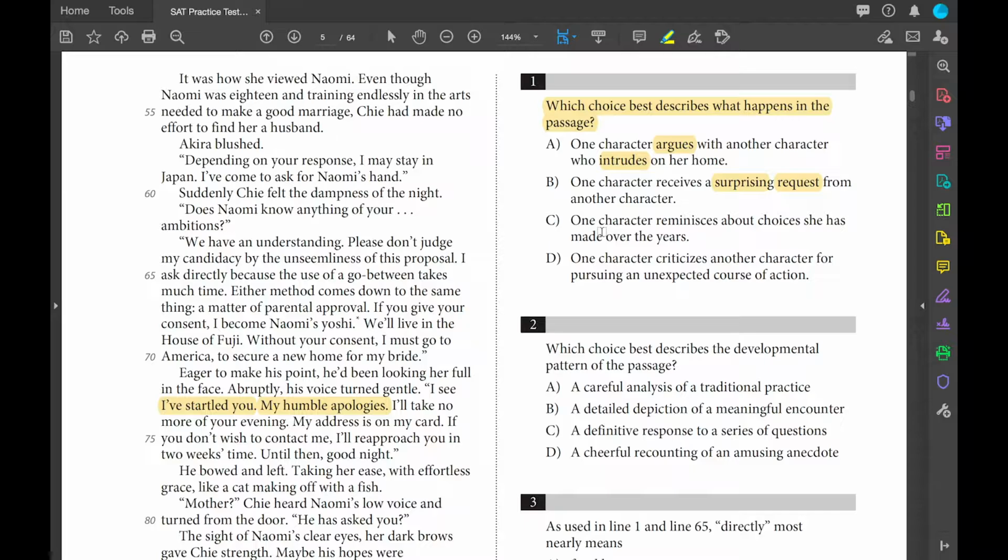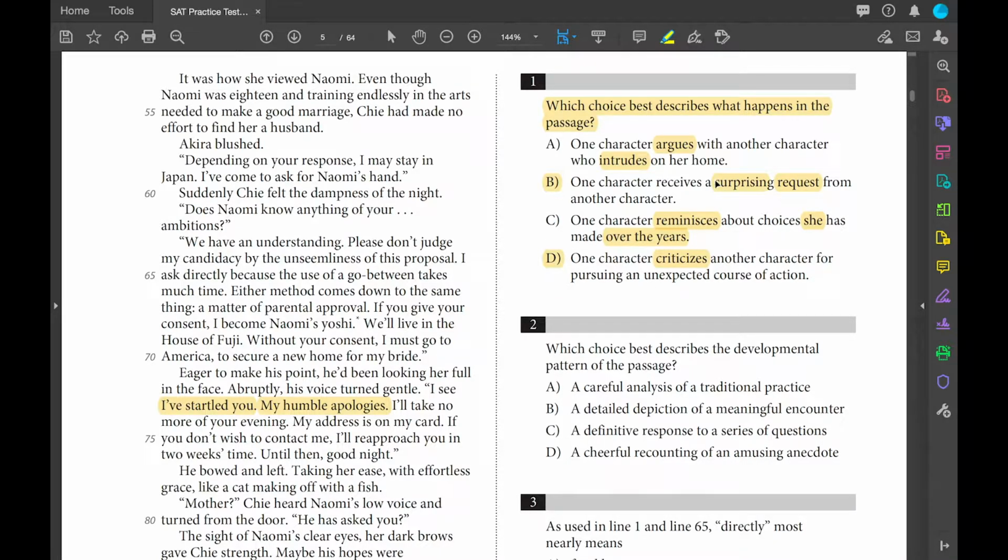All right, C, one character reminisces about choices she has made. We're talking about Akira. We're not talking about Chie, really. So it's not going to be she. It's not going to be C. And it's not reminiscing. Even if you don't know what that means, don't worry about it. We didn't talk about over the years happening. All right, and then D, one character criticizes another character for pursuing an unexpected course of action. Yeah, I mean, potentially, you have criticism here. So then it's either going to be B or it's going to be D.